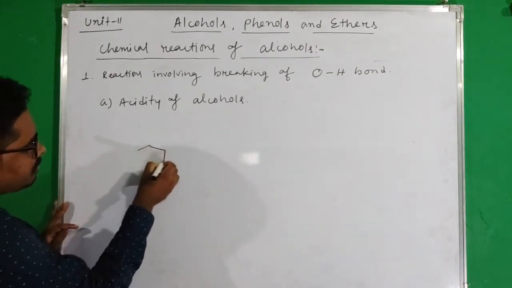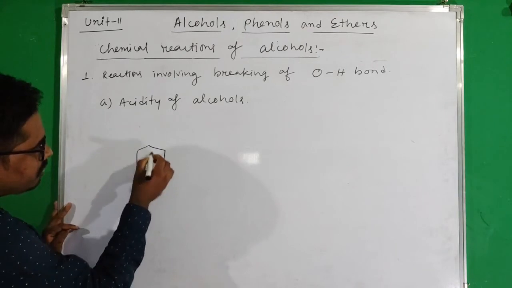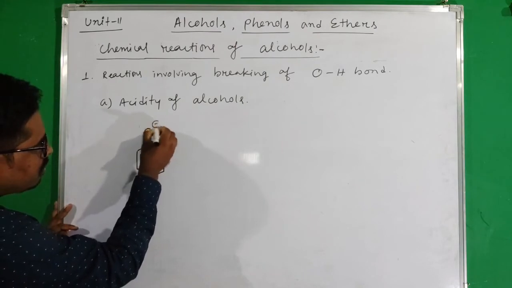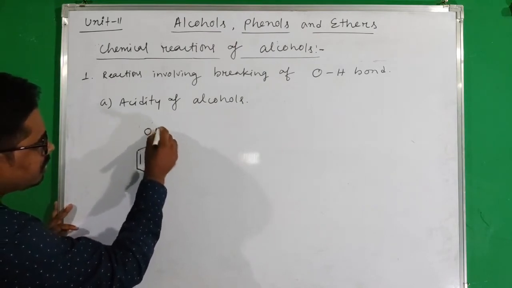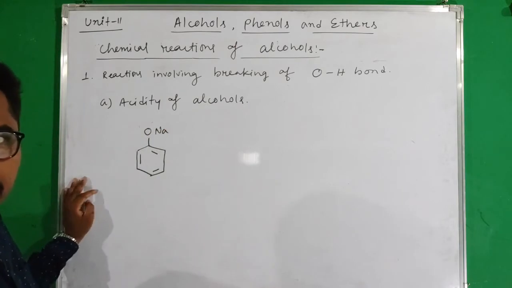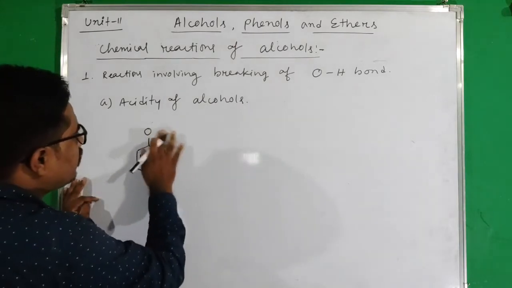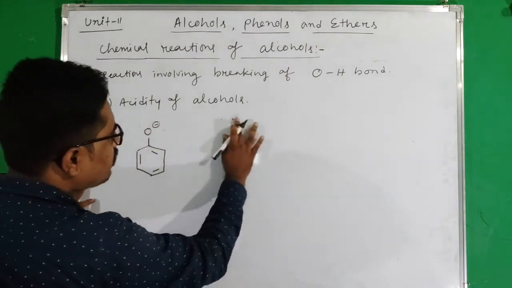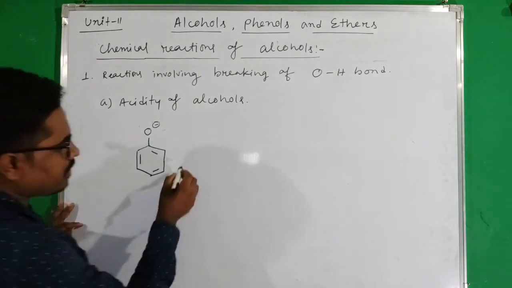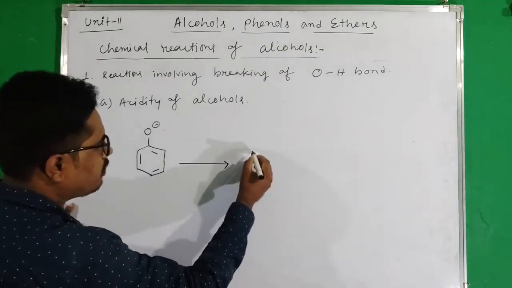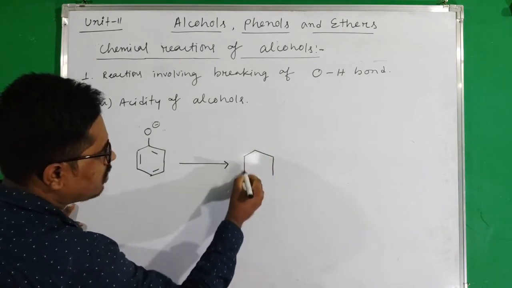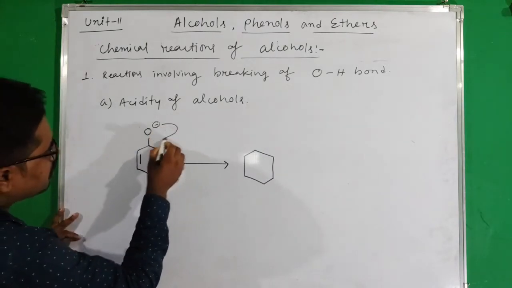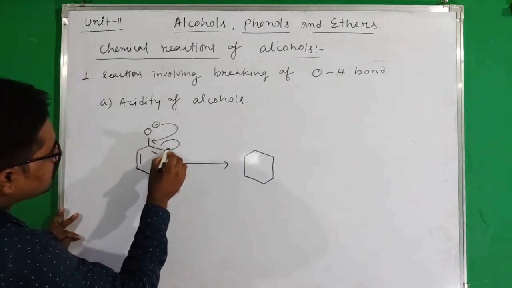when phenoxide ion is formed, this one is the phenoxide ion. Suppose we are considering at first sodium phenoxide. When the sodium is removed as Na positive, then this one is the phenoxide ion, and the phenoxide ion is stabilized by resonance. About resonance you have studied in class 11.